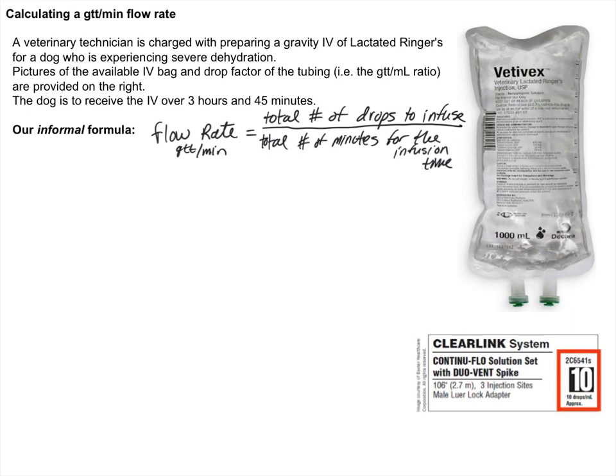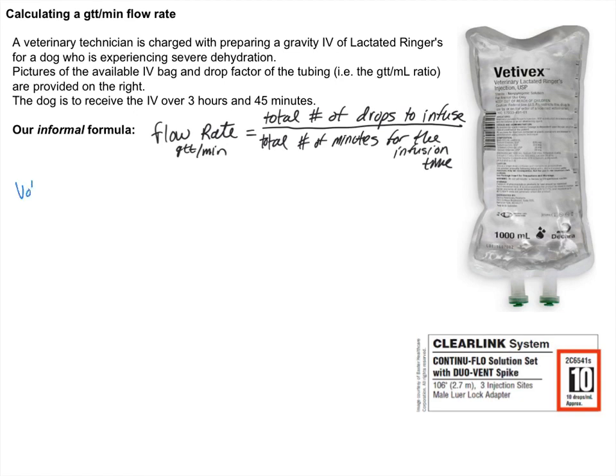So here we are working with a veterinary situation where a dog needs to receive an IV. Dogs also need to receive fluids via gravity set as well. So here we have a bag. This bag is for lactated ringers, and to calculate a flow rate, the dog looks like they need to receive this 1,000 mLs over 3 hours and 45 minutes. So I'm going to start there.